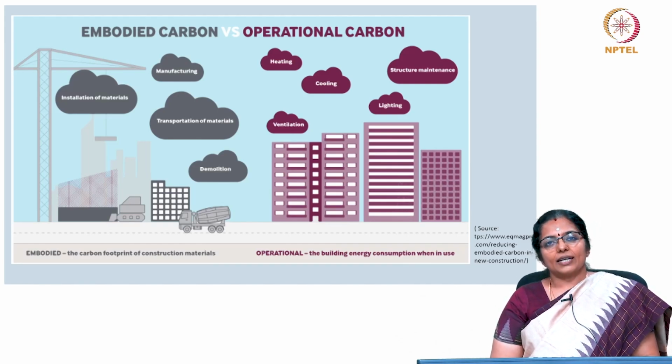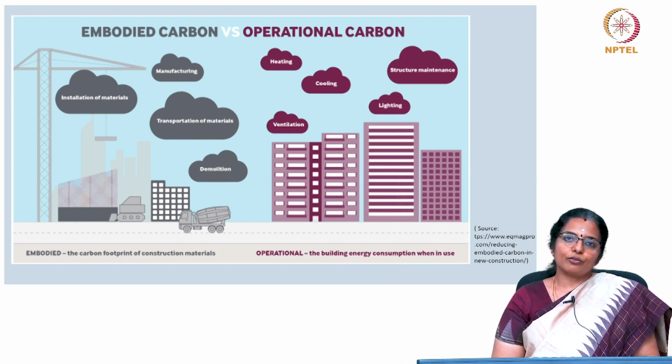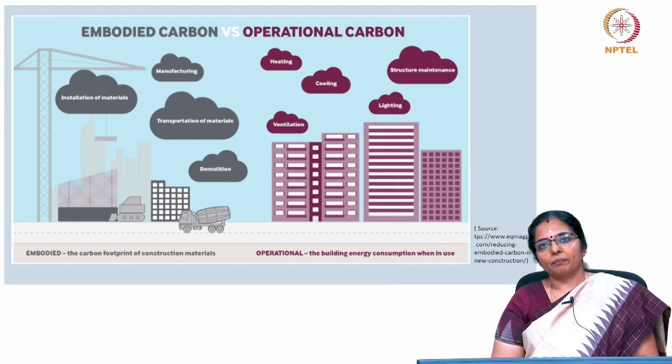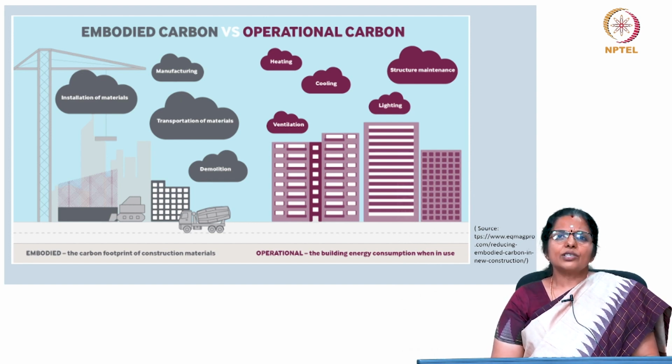So last class we saw in detail the definitions of embodied carbon. We also saw operational carbon. We saw in very brief what all goes into the manufacture of a particular material, or rather a comparison we saw between brick and aluminum.